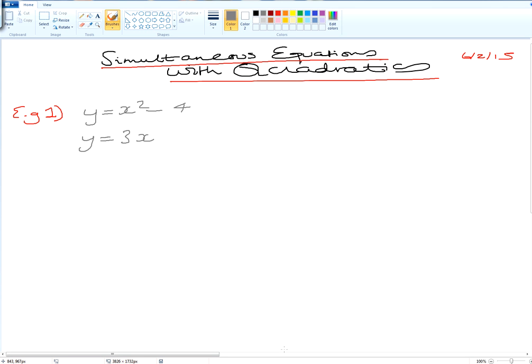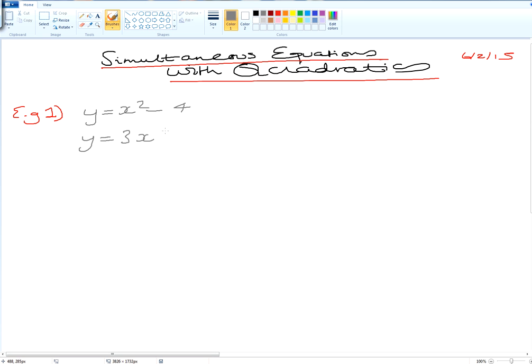We're doing a revision lesson today. We're looking at simultaneous equations with quadratics. I'm looking at some questions today which I haven't done in the previous videos in previous lessons, and then we're going to move on to those questions as well. So we'll start with some nice simple ones first.